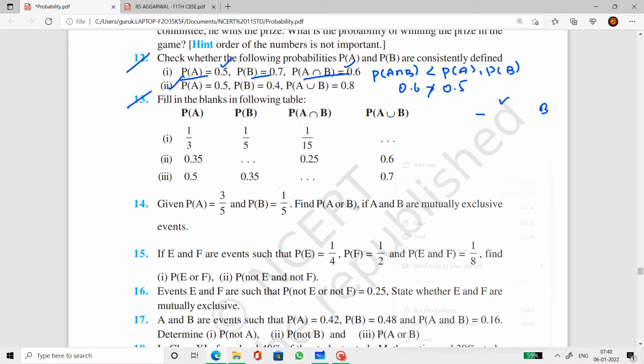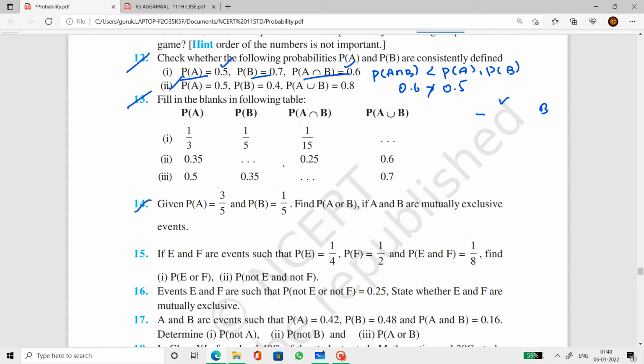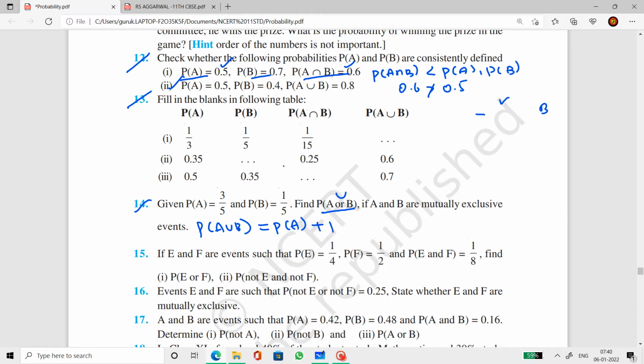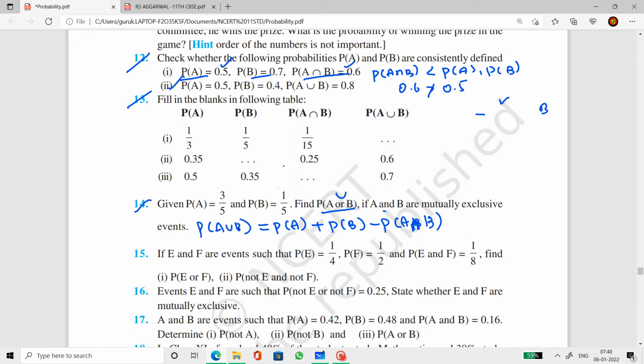In the 14th one, P of A is given, P of B is given. They want us to find P of A union B. So OR means union, I already told you. So P of A union B is P of A plus P of B minus P of A intersection B. Now when they say it's mutually exclusive, then this is 0, right? Only the first and second will stand, the P of A plus P of B value. So this is the P of A union B value then.